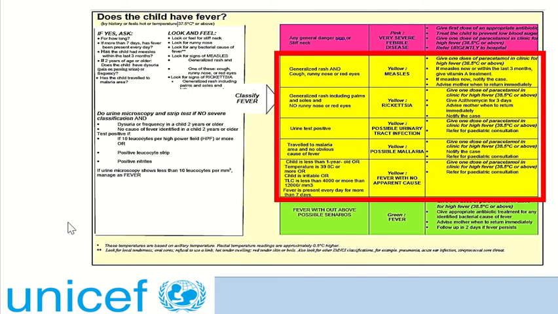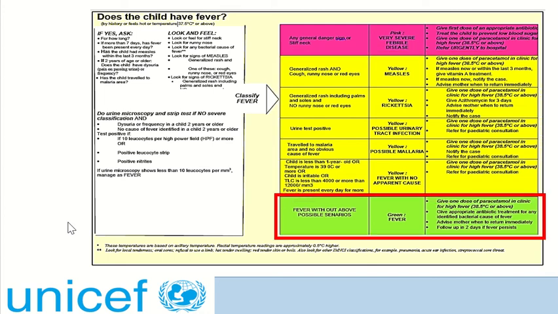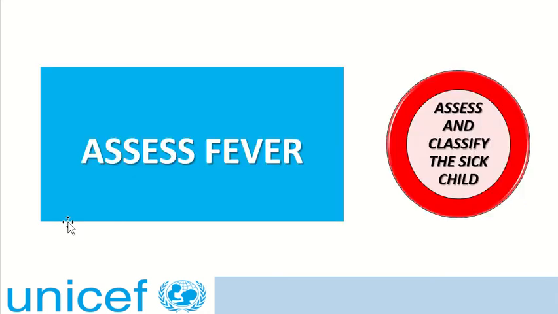In this way, there are two possibilities: one in the yellow zone, the other in the green zone. In the yellow zone, there are about 5 classifications: measles, rickettsia, possible urinary tract infection, possible malaria, and fever with known source, and fever with no apparent cause. Or maybe we classify him or her as fever only. So this is only an overview. Now we go into detail about the assessment for fever.